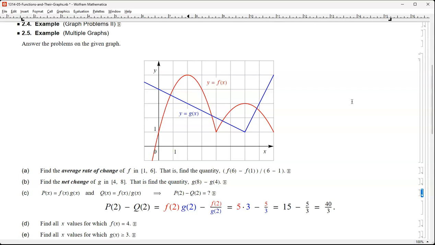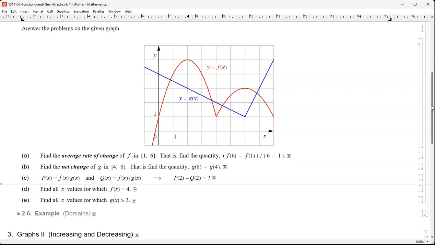But I've seen problems like that. 3 graphs in the same viewing window, 3 different colors. Oh, I've seen worse. All black, 3 graphs. I'll try not to do those. If I give you 3 graphs, then it's likely that I'll give you 3 separate graphs so that it's easier to read. Next, find all values such that f of x is equal to 4.